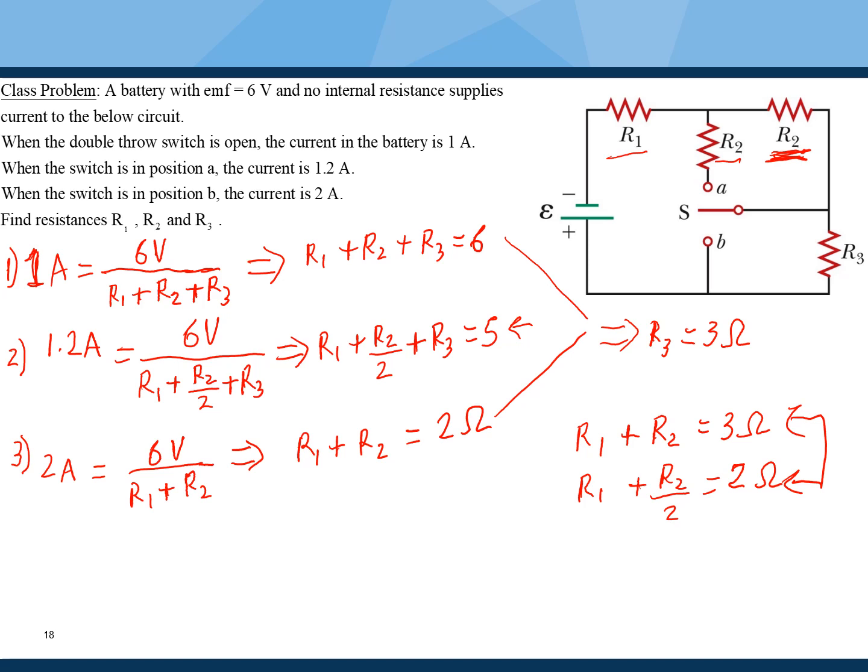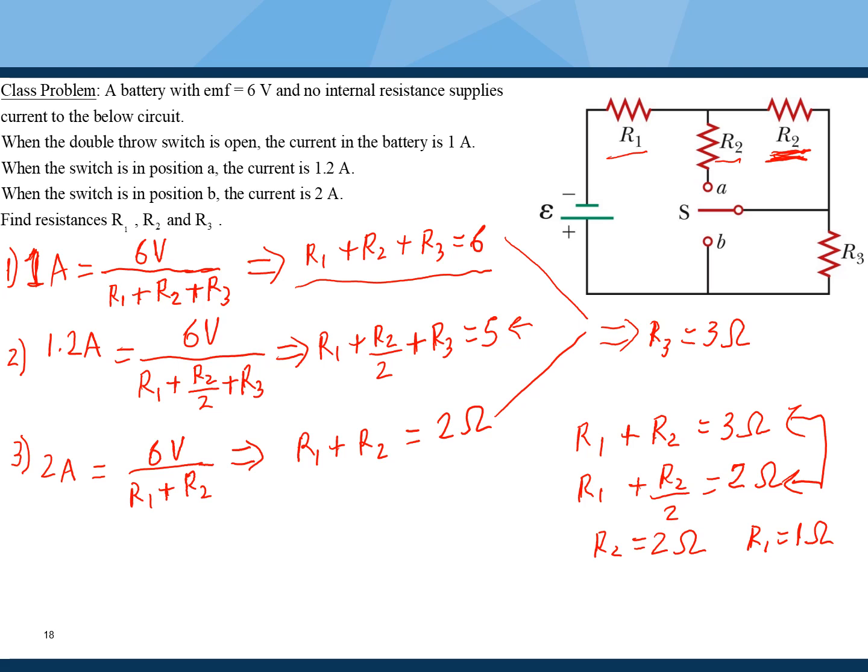So it's very easy to obtain the fact that R2 over 2, if I subtract the lower one from the upper one, is equal to 1 ohm, which means that I directly get R2 to be equal to 2 ohms. And then that immediately tells me that R1 is equal to 1 ohm. Okay, so we've actually gone ahead and solved the problem. We can see that it all fits because the top equation tells us that R1 plus R2 plus R3 is equal to 6. So 1 plus 2 plus 3 is equal to 6.